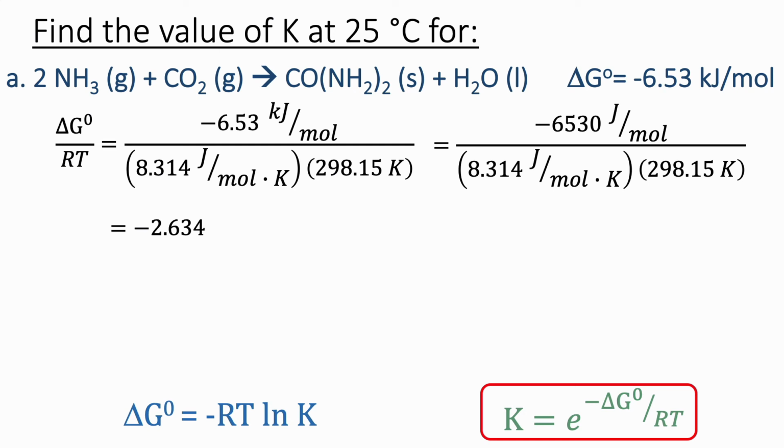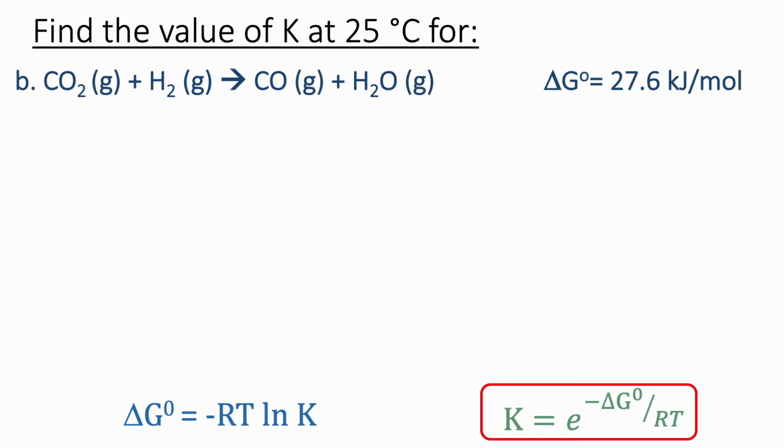Now we're going to plug it into our expression for the equilibrium constant. K is going to be e to the minus negative 2.634. So that's e to the 2.634. And so that will give us a K value of 13.93. Again, you can see this favors the products. So the forward reaction is favored, and that is what the delta G naught value told us as well.